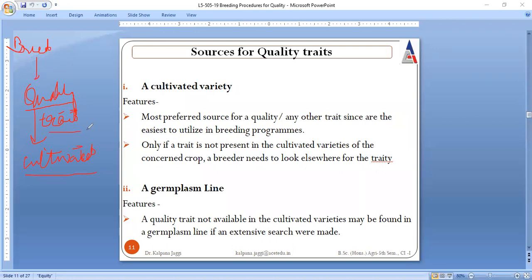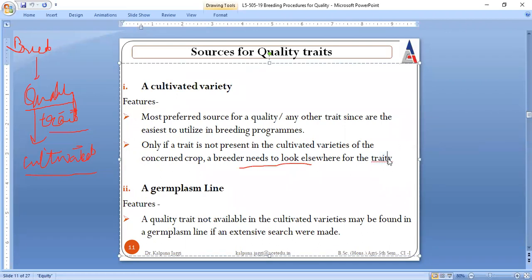But what to do if a trait is not present? If the trait is not present, then the breeder needs to look somewhere else for the trait. In spite of the utilization of cultivated varieties, the breeder has to look for another approach so that whatever quality, whatever species we were looking after, the improvement of the quality could be achieved. This is the cultivated variety.